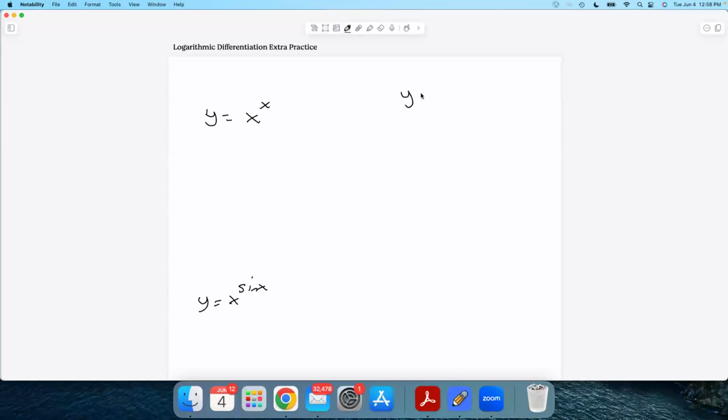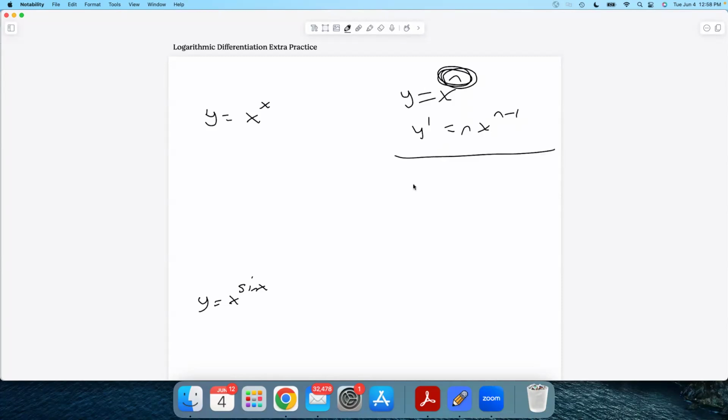Power rule is when you have x raised to some constant power, then bring that power down, drop it down by 1. We all know this. That only works when this is just a number. If you have a variable up here, that won't work.